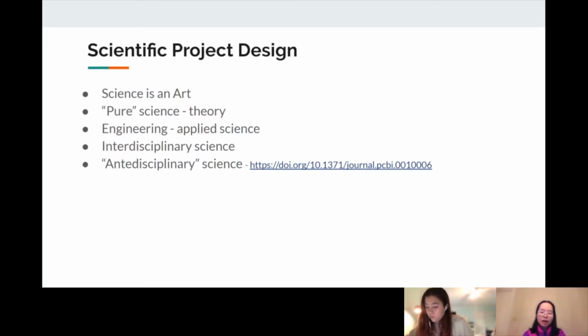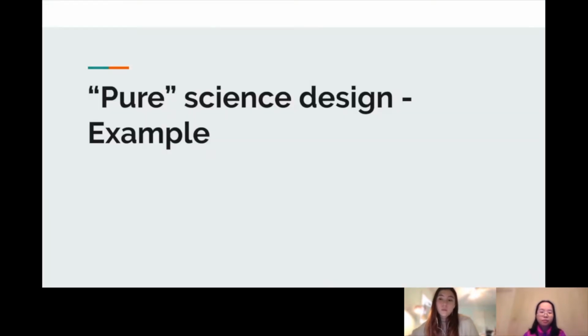And these steps are ultimately designed differently. So this design process is pretty difficult to talk about abstractly. So I'm going to use two different papers to demonstrate the concepts of generally how a pure science project is designed and an engineering project is designed.